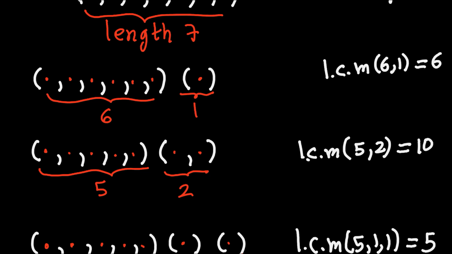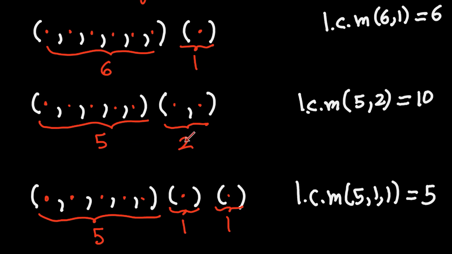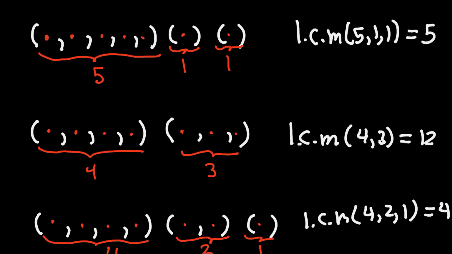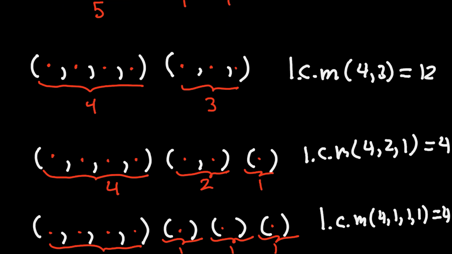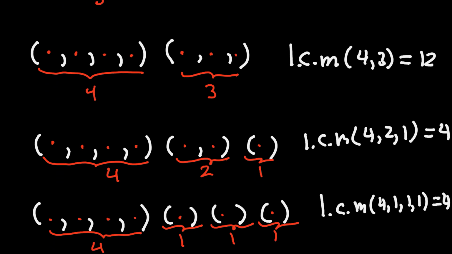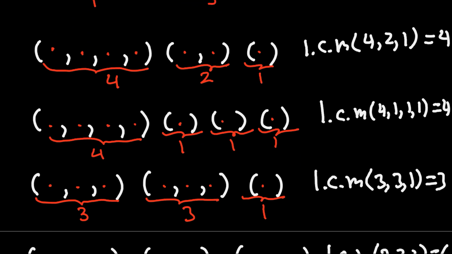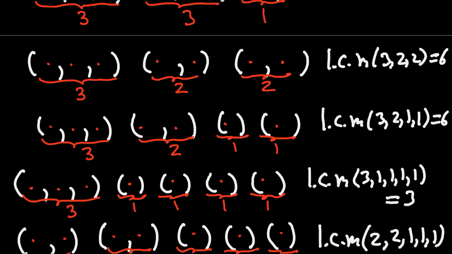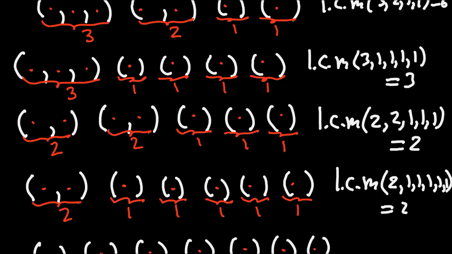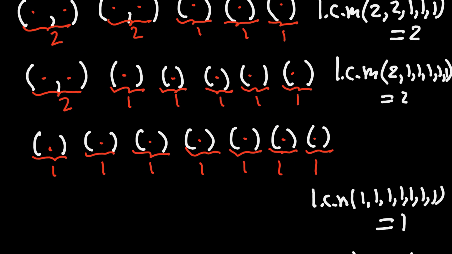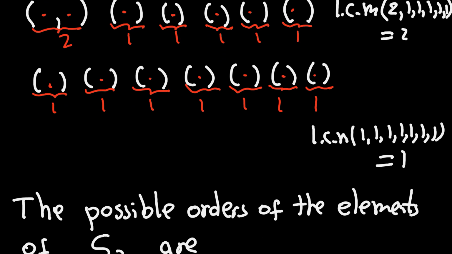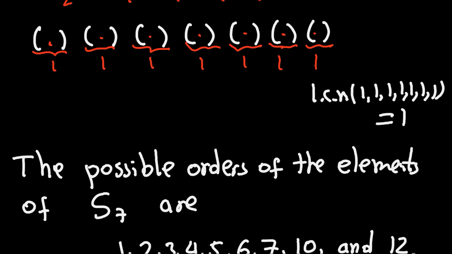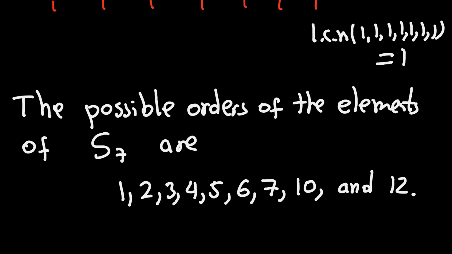So 7 is 6 plus 1, 5 plus 2, 5 plus 1 plus 1, 4 plus 3, 4 plus 2 plus 1. So it's the number of ways in which you can express 7 as a sum of natural numbers. That's called partitions of a natural number. So the number of partitions determines the type of structure of a permutation that you can have.